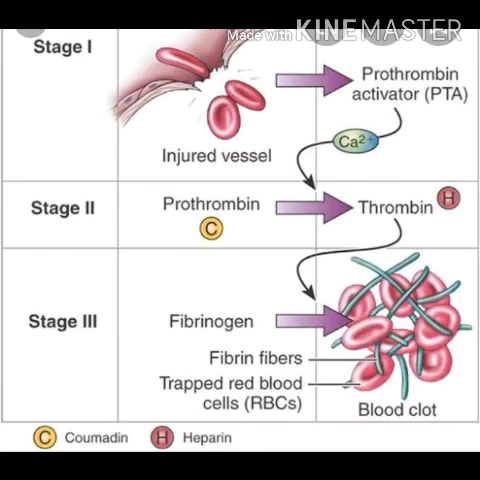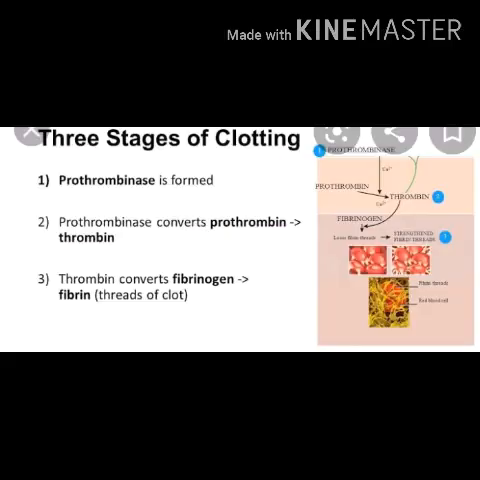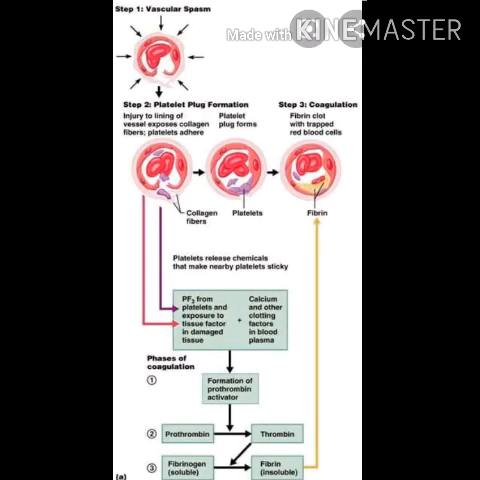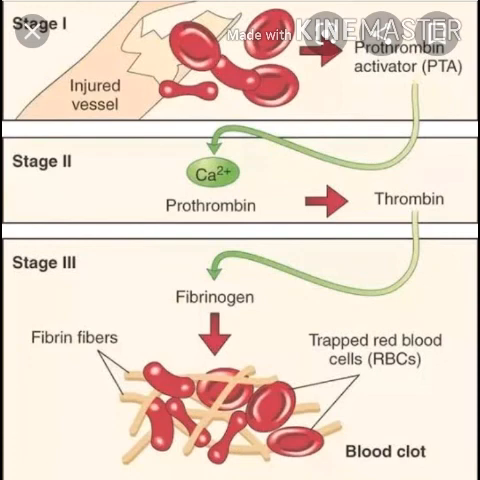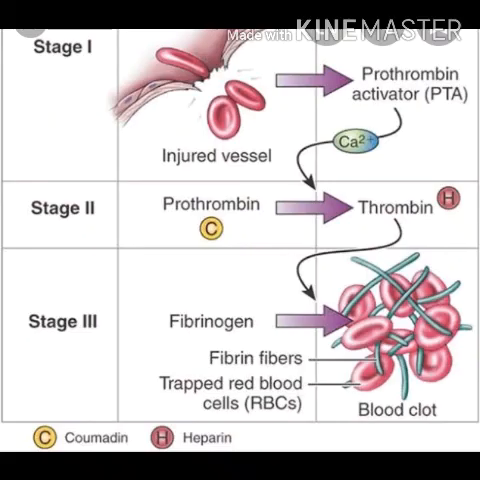Third is formation of active fibrin, that is, thrombin converts inactive fibrinogen to active fibrin. That is, fibrin strands bind to one another and to blood platelets and form a meshwork. This meshwork traps blood cells and prevents blood loss from the injured blood vessel. So today up to that, next we will start with another topic.